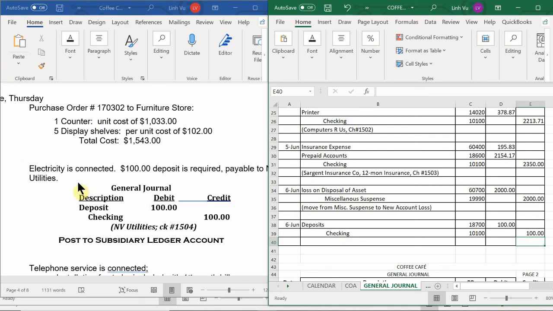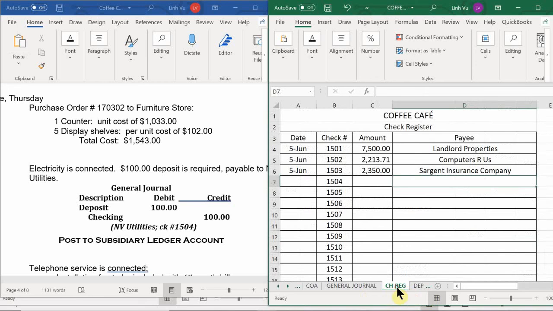Because we wrote another check, what check number? We need to go to our check register. It is 1504. So in the check register, we have 1504. We made this on June 6th. We wrote a check for $100 to the electricity company. What's the electricity company called? Nevada Utilities. Good. So there you go, $100.